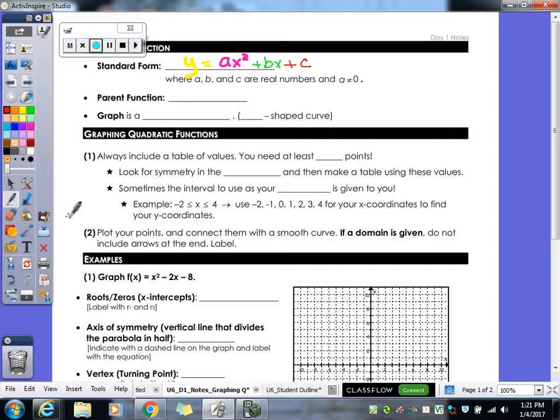The parent function, now if we're talking about the parent function of a parabola, instead of using the letter y, we've got to say f of x equals, and again, all you need is x squared, so it's f of x equals x squared. We're going to graph that in a second. Okay? The graph is a parabola. You have to know that, and you have to know parabola means a U shape.